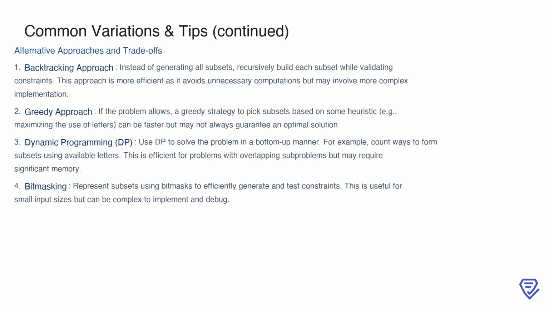Dynamic programming is another powerful approach. By solving the problem in a bottom-up manner, you can count ways to form subsets using the available letters. This method is great for problems with overlapping subproblems, though it may require significant memory. Finally, bitmasking is an efficient way to represent subsets and test constraints, especially for smaller input sizes. However, it can be tricky to implement and debug due to the complexity of managing bit-level operations. Each of these approaches has its strengths and weaknesses, so the best choice often depends on the specific constraints and requirements of the problem you're tackling.